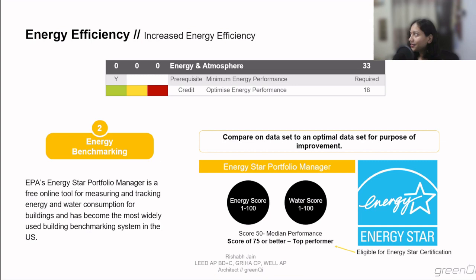So it's similar to any tracking device that you have, like your smartwatch, which monitors your continuous levels of different parameters. Similarly, this also monitors your building performance based on these parameters, and it gives out scores. A score of 50 is considered a median performance score, and a score of 75 or above is considered a top performer. And such a building is eligible for Energy Star certification if they want to go for that.